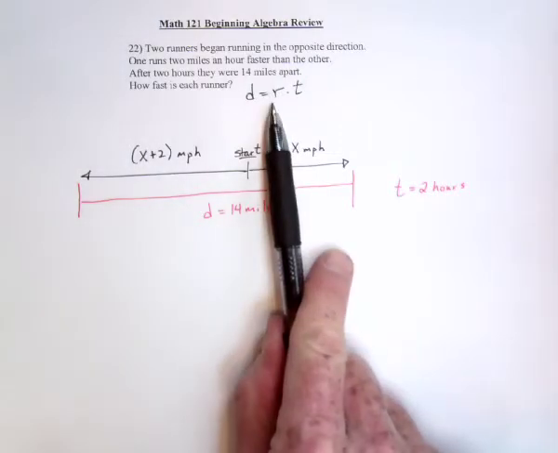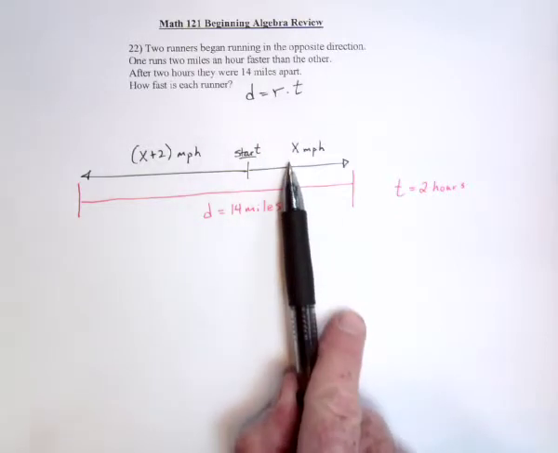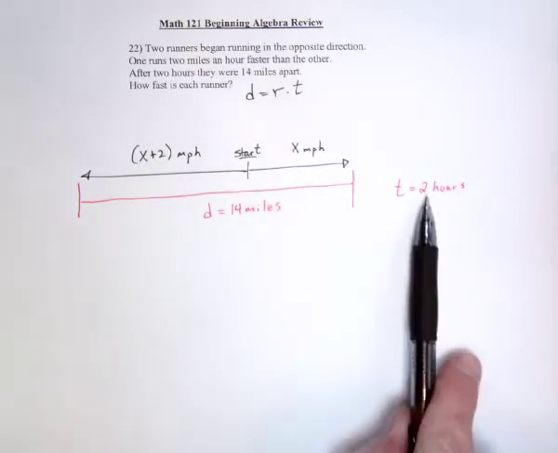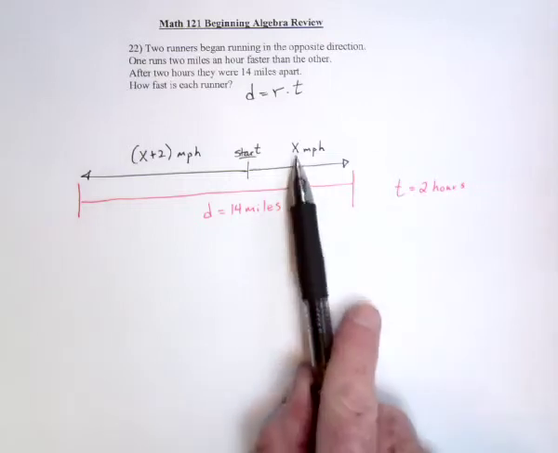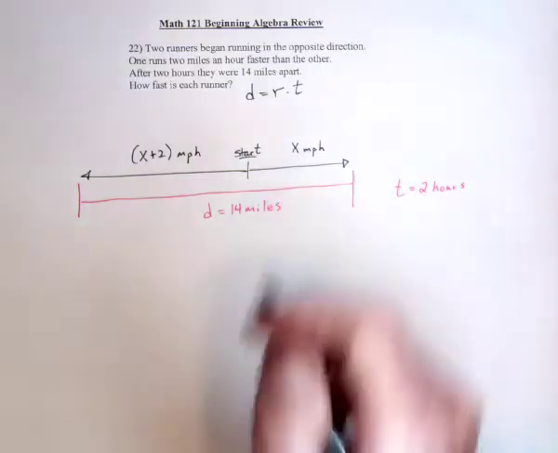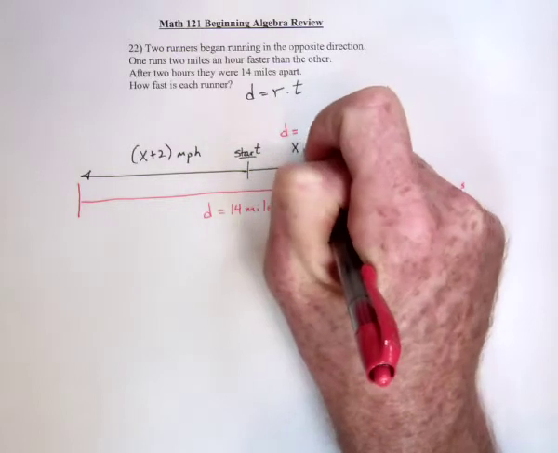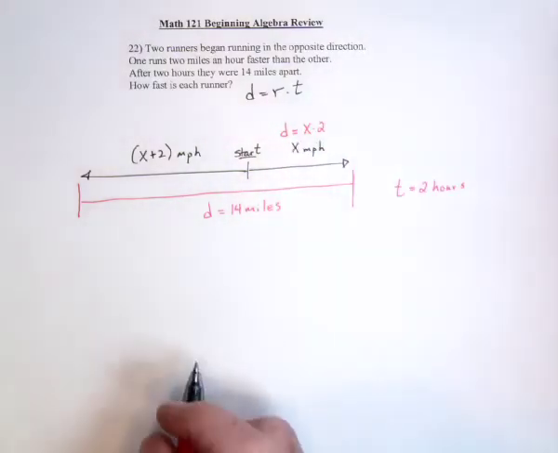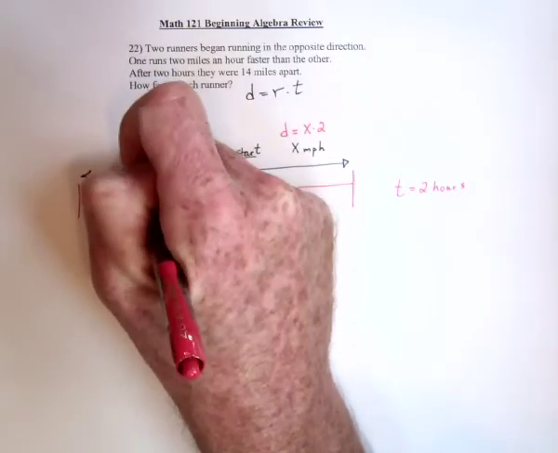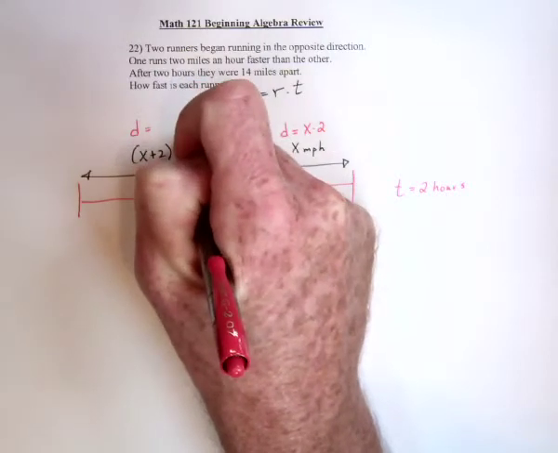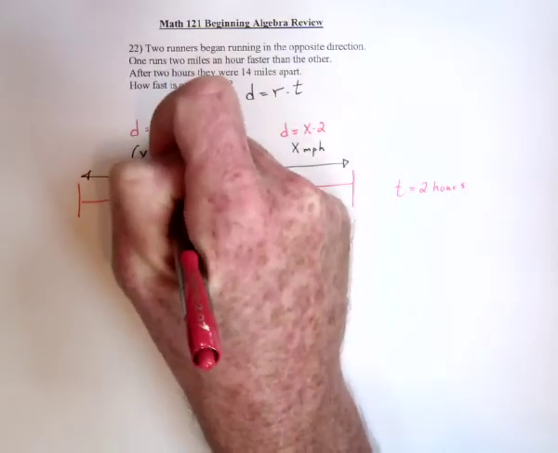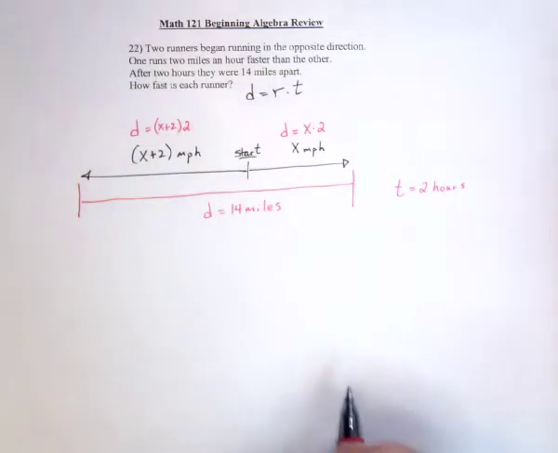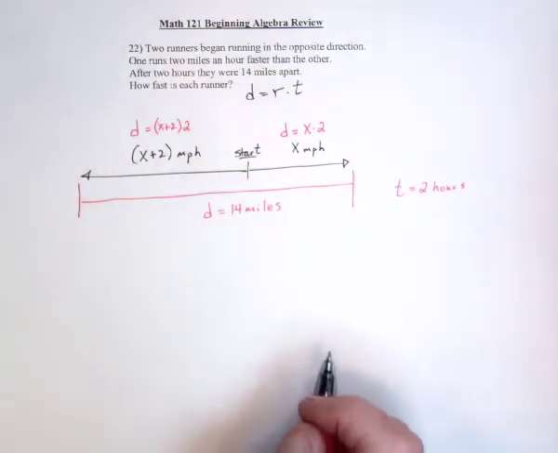equals rate times time. So for this person, they're going X miles an hour for 2 hours. So that means that their distance is equal to X for the rate and 2 for the time, or 2X. And this person also ran for 2 hours, and they're going X plus 2 miles per hour. So distance equals rate times time over there.